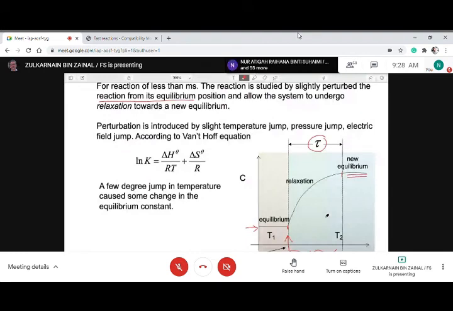So perturbation is introduced by a slight temperature jump. What we can do is use a temperature jump, a pressure jump, an electric jump, or any other way of disturbing the process, so that you can disturb the process, wait for it to respond, and then measure the tau value, which is the reaction time between the first equilibrium and the second equilibrium, right?